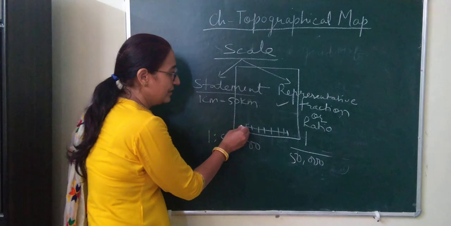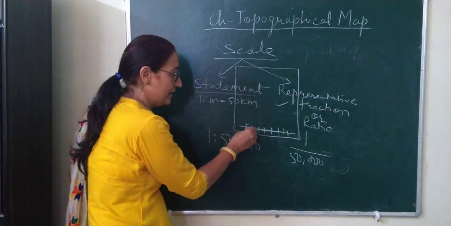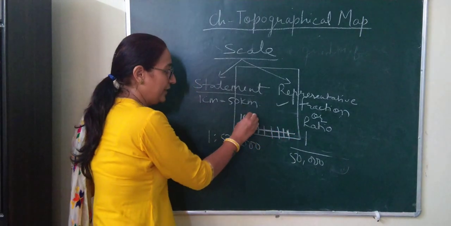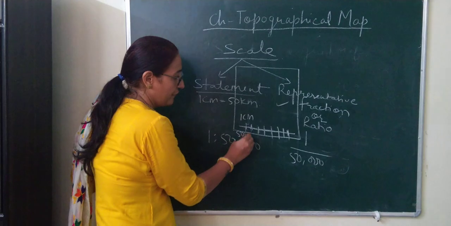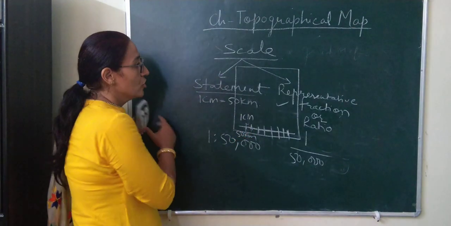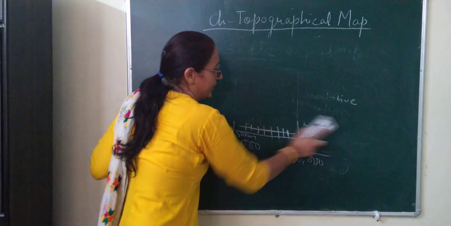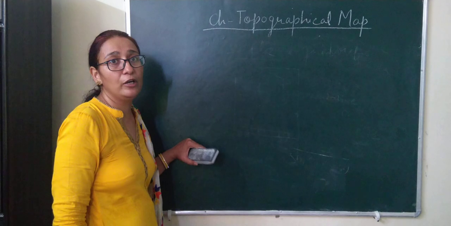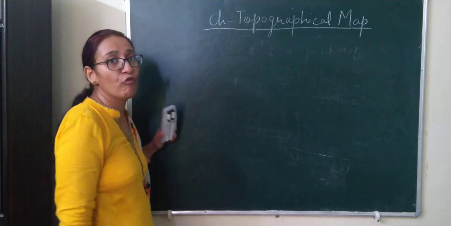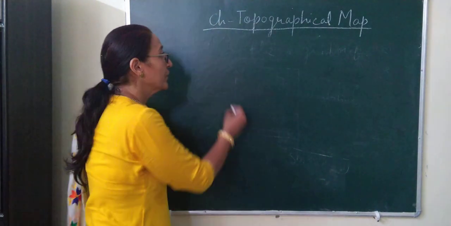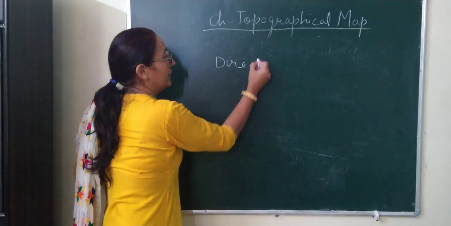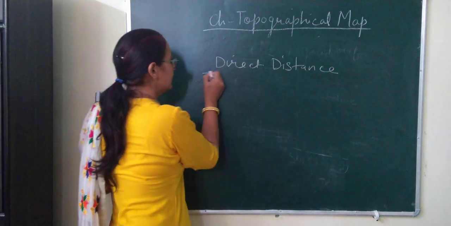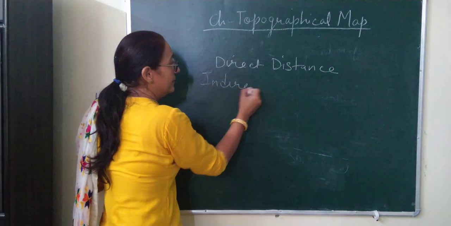And the last is the linear scale. This is the graphical scale where division is given, 1 centimeter on map represents 50 kilometers on ground. So these are three types of scale, and we use scale to find out the distance between two places. So there are two ways to find out distance on map. One is direct distance and another is indirect distance.